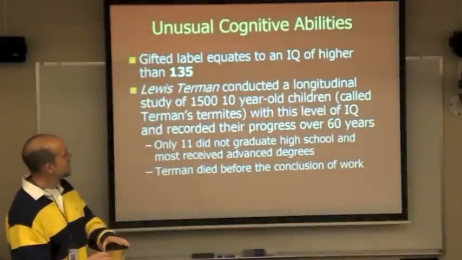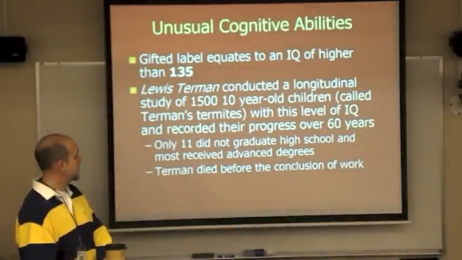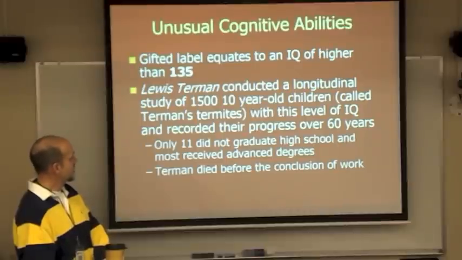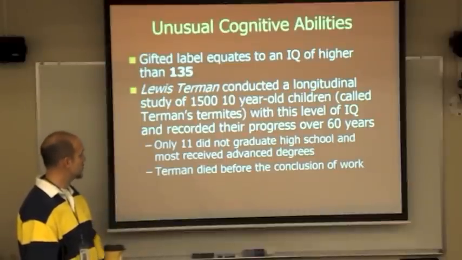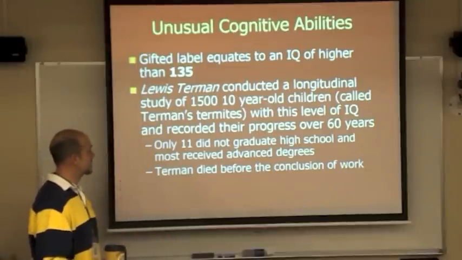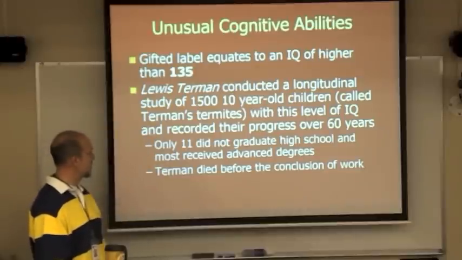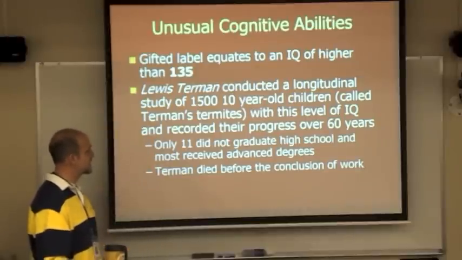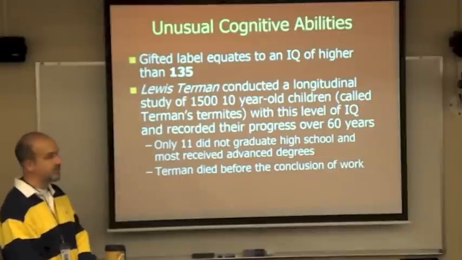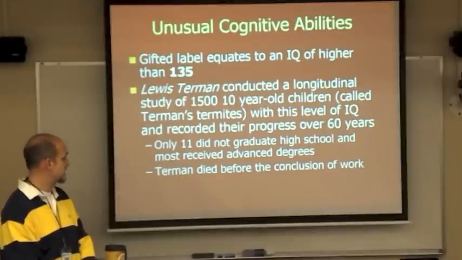Now, the gifted label equates to an IQ of more than 135. And some people do have it. Lewis Terman conducted a longitudinal study, which again is a long-term study, of 1,500 10-year-old children. He called them Terman's termites for some reason, with this level of IQ, and then recorded their progress over 60 years. Now, following his little Terman's termites, only 11 kids out of that 1,500 did not graduate from high school, and most received advanced degrees like doctorates or master's.